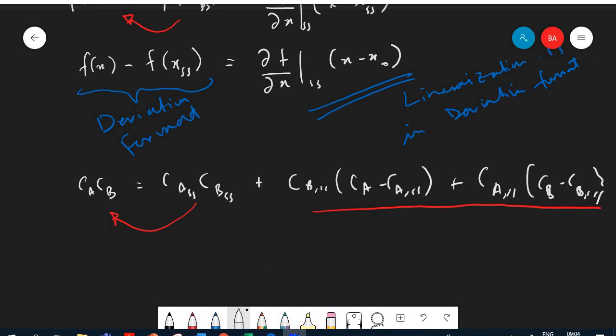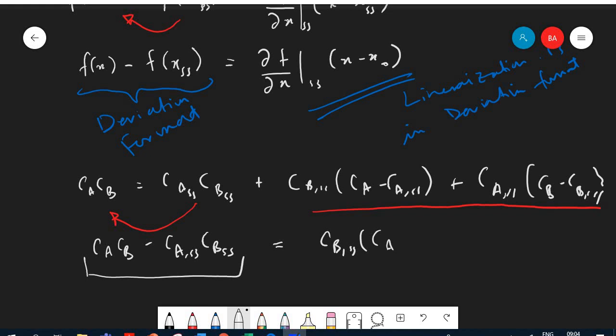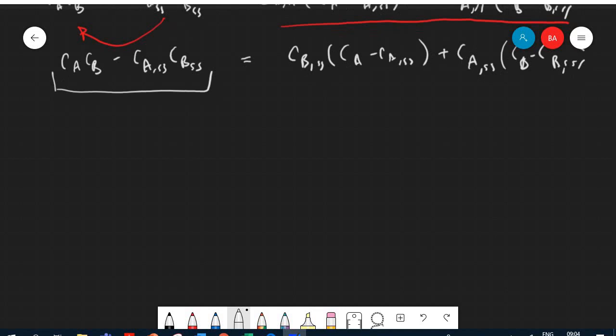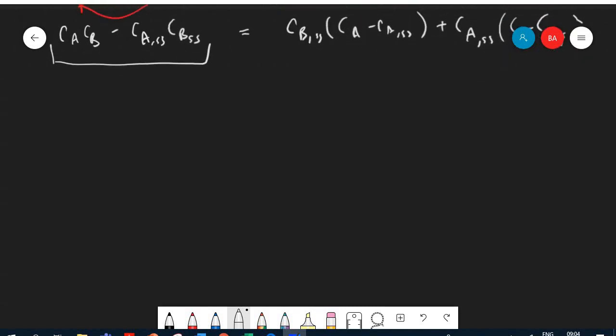So if you take this to the other term, this will be CA CB minus CA steady state CB steady state. So now I have my deviation format, and it will be linearized because I already applied the linearization. So this left hand side term is already at its deviation format terms. Okay, beautiful. So we already have taken an example to put in a deviation format.